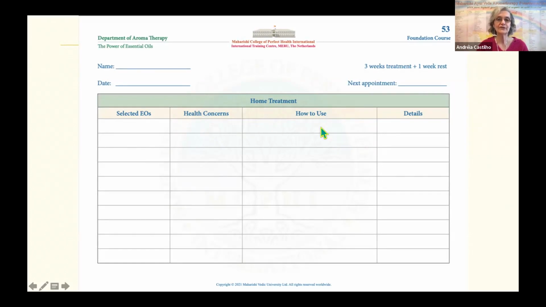And all of this we practice during the course. We learn how to use the forms. We learn how to give out the information in a concise but complete way and easy to understand, so that anyone can understand how to follow the treatment. So the date is always very important because treatments have a period. So it may be 3 weeks of treatment and 1 week of rest, or it may be twice 3 weeks of treatment and 1 week of rest, or it may be 3 times 3 weeks of treatment and 1 week of rest. It depends on the need.